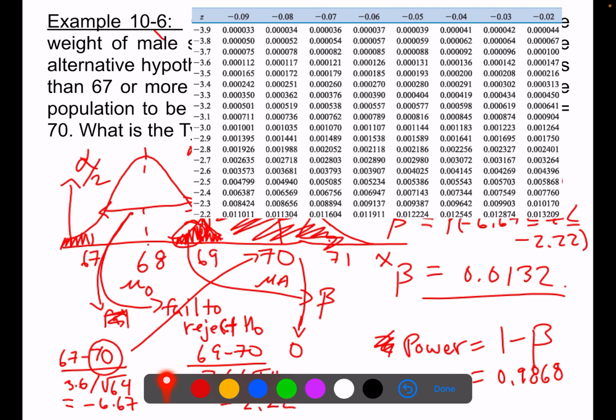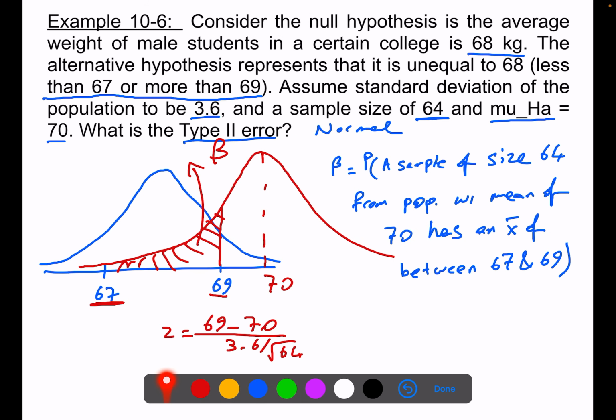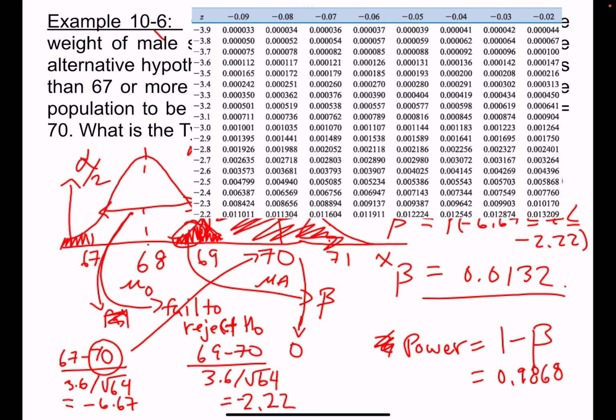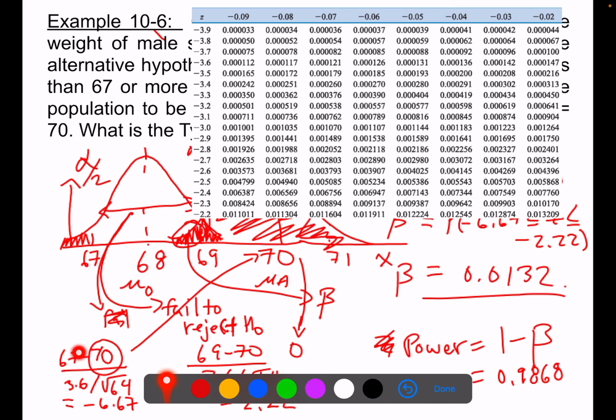Okay. So once we calculate Z, what is the value of Z? For 69, we get minus 2.2. And for 67, we get minus 6.6, right? The table doesn't go all the way to minus 6.6. Because of that, we assume this is 0. The minimum value of the table is minus 3.99, or minus 4, and that is already quite close to 0. So the probability of this one will be 0.